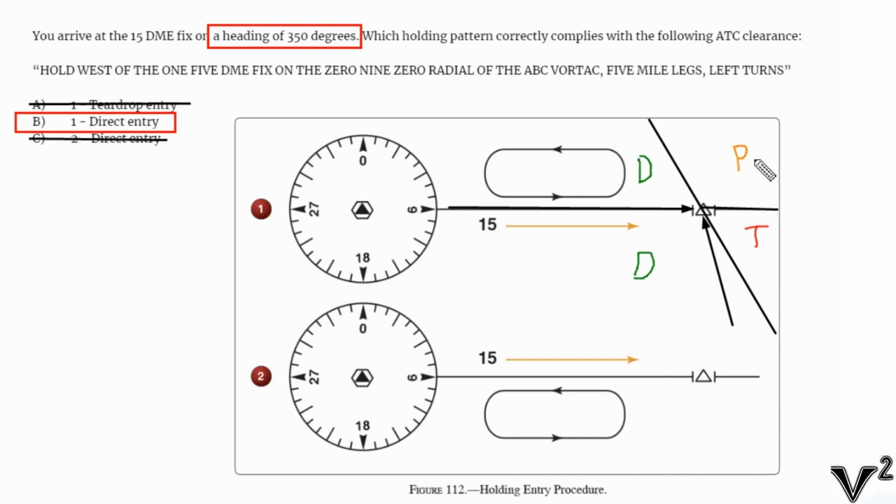The other little thing I would mention is notice how the parallel entry side is the same as the protected area side of the hold. Parallel, protected. That's how you can remember. If you can't remember the teardrop is the small one and the parallel is the big one, you can remember the protected side of the hold is the same as the parallel entry side.